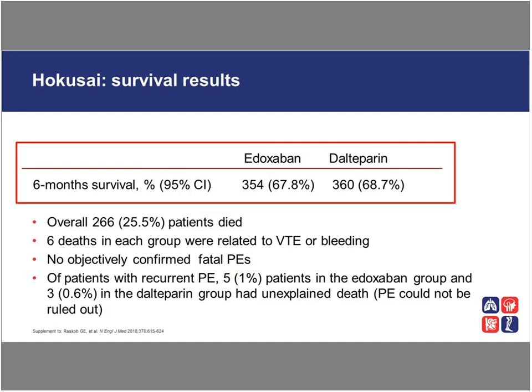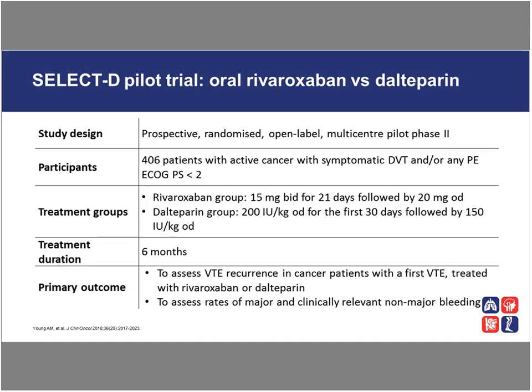So here we also show survival results. Once again, as I mentioned earlier, around a quarter of the patients died during this study. The 6-month survival was 67.8% in the edoxaban group versus 68.7% in the dalteparin group. Six deaths in each group were related to VTE or bleeding. There were no objectively confirmed fatal PEs. And of the patients with recurrent PE, 1% in the edoxaban group and 0.6% in the dalteparin group had unexplained death, where PE could not be ruled out as the cause. So that was the Hokusai Cancer VTE study.